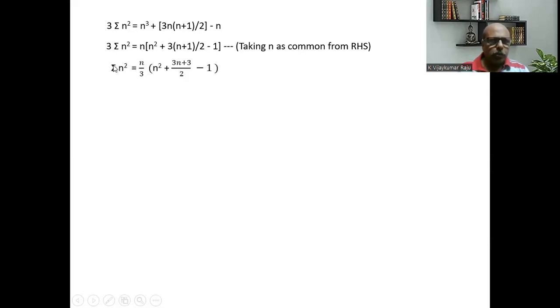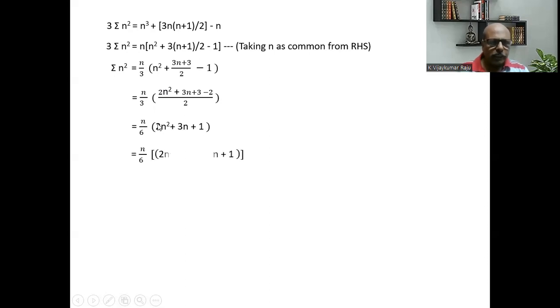This 3 you bring it down, it becomes n upon 3 is equal to n square, 3n plus 3 upon 2 minus 1. Let us take LCM of the bracket. So when I take LCM of the bracket, 2 should be multiplied with this. So 2n square plus 3n plus 3 minus 2. So again, this 3 and 2, you multiply them. So n upon 6 it becomes. So 2n square plus 3n, 3 minus 2 is 1. So 2n square plus 3n plus 1.